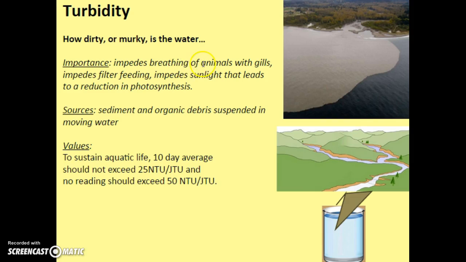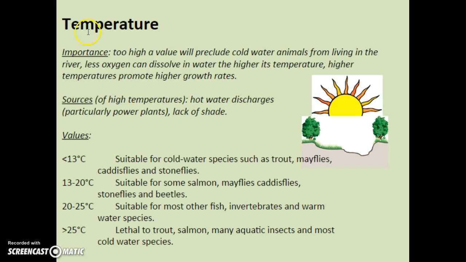And this can impede the breathing, right? Plants and animals, they need to breathe. So this can impede the breathing because it can block gills, it impedes filter feeders, and as importantly, it blocks sunlight, which leads to a reduction in photosynthesis. So when we look at values, there's an ideal and optimal amount of a little bit of turbidity, but not completely clear. And the more turbidity there is, well, let's just say it decreases the value of the health.